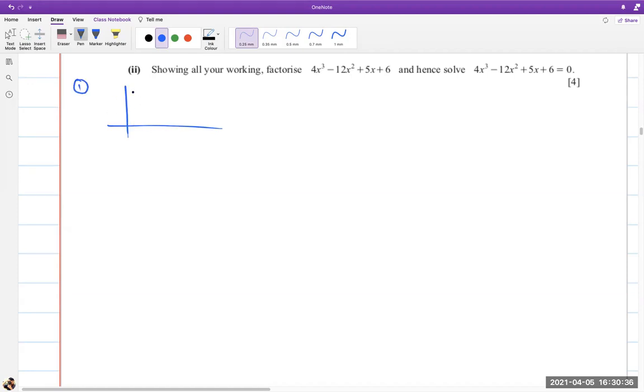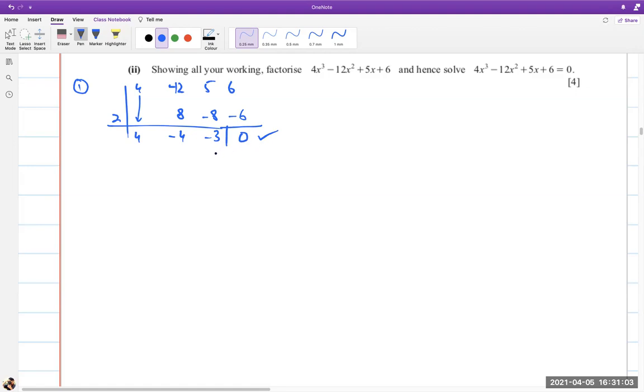Okay, so I'll start with this: 4, minus 12, 5 and 6. I put x equals 2 here, bring that here. 2 times 4 is 8, so I put 8 here. Minus 12 plus 8 is minus 4. Minus 4 times 2 is minus 8, I put that here. 5 minus 8 is minus 3, I put that here. Minus 3 times 2 is minus 6. That tells me that yes, this is a factor because the last number is the remainder and that is 0.